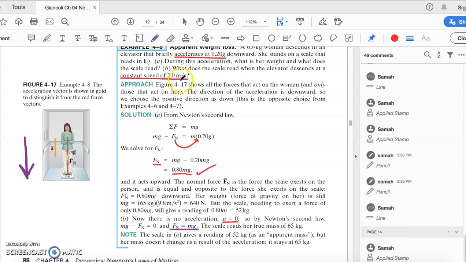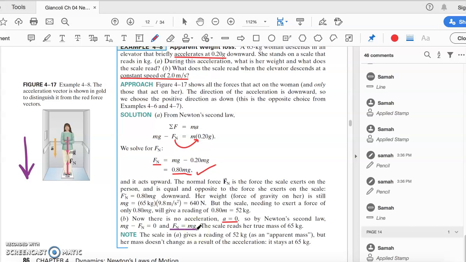Good. Now, what if the elevator is moving down with a constant speed of 2 meters per second? I really don't care about the value of the speed. I do care that it's constant. If it's constant, immediately I understand that acceleration is equal to 0. So the same equation will apply, but the right side of the equation will be equal to 0. We go back to our normal kind of example, where an object is on a horizontal surface. mg minus Fn is equal to 0, so mg is equal to Fn. So Fn will be exactly equal to mg.